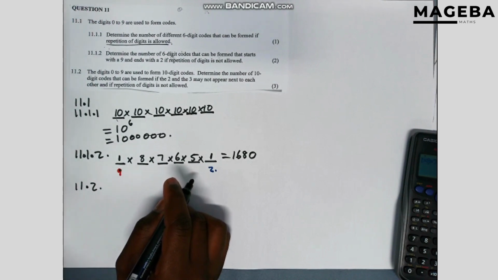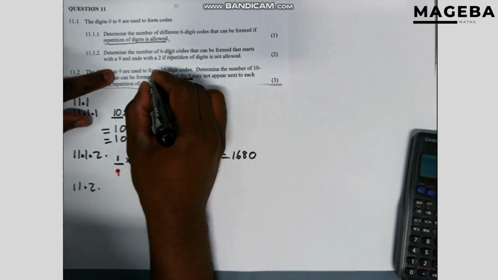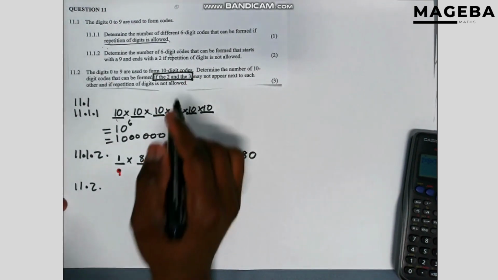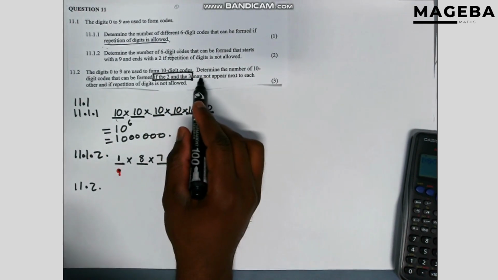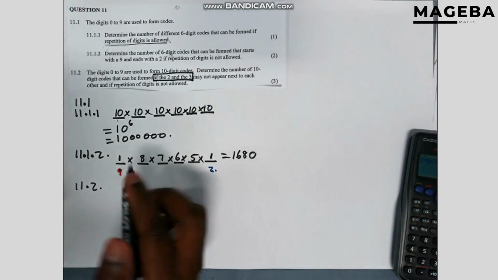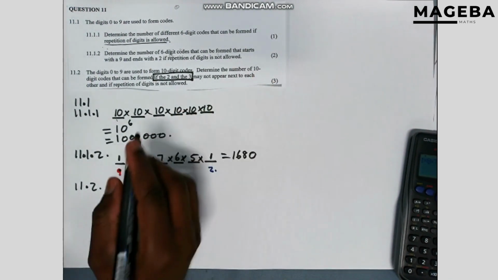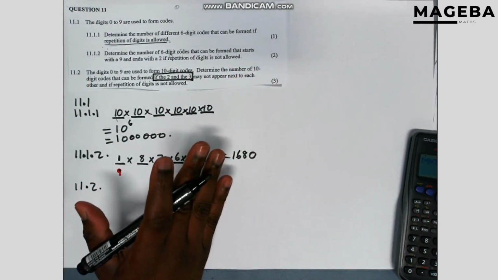Question 11.2. The digits from 0 to 9 are used to form a 10-digit code. Determine the number of 10-digit codes that can be formed if 2 and 3 may not appear next to each other. So now, how to tackle this question?